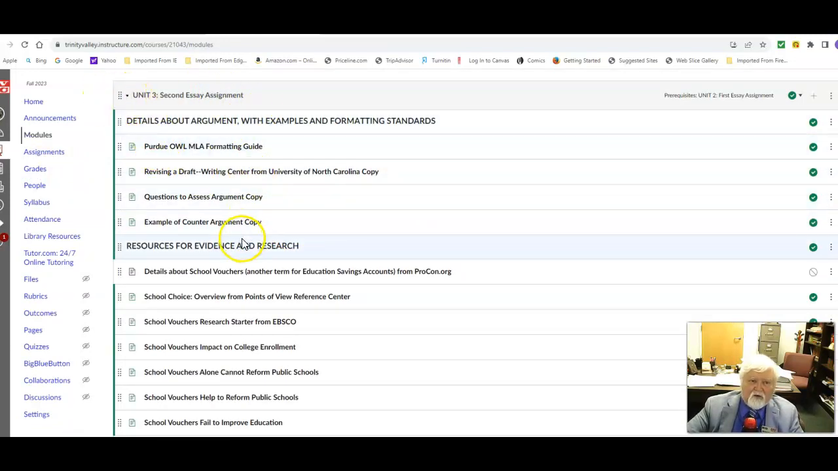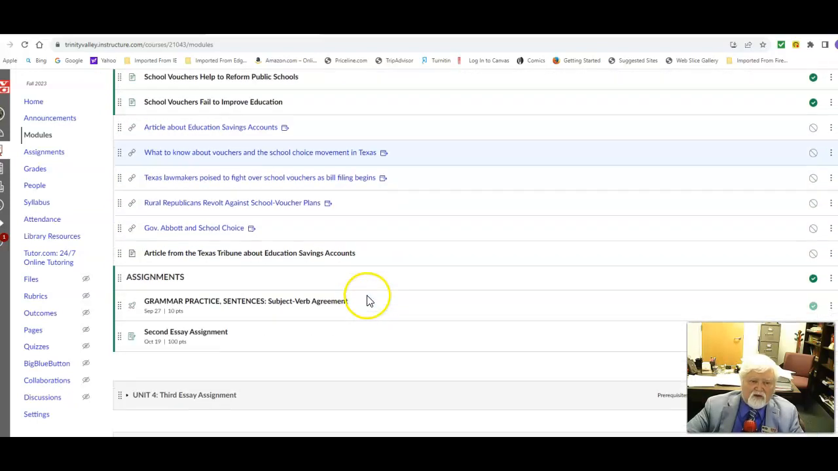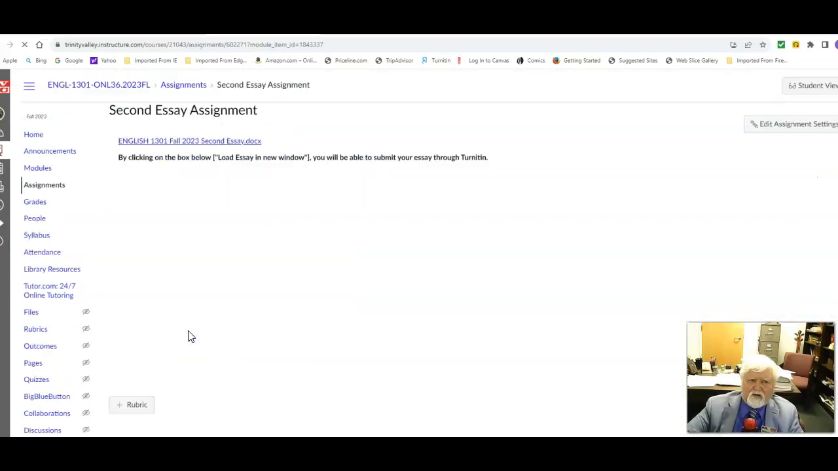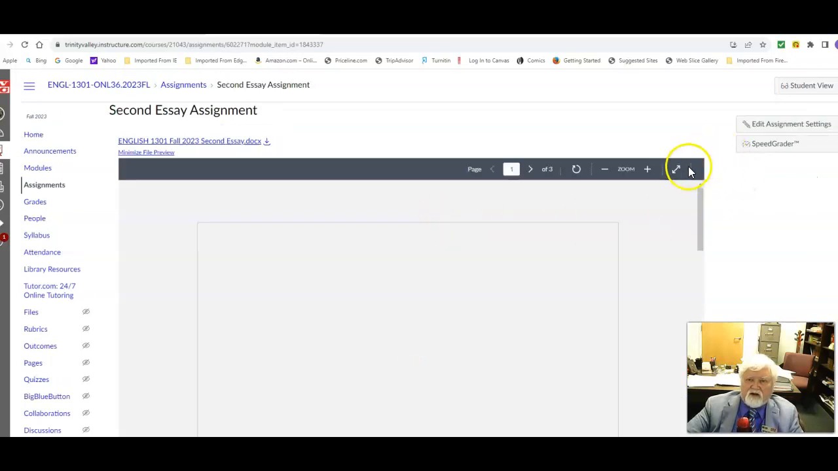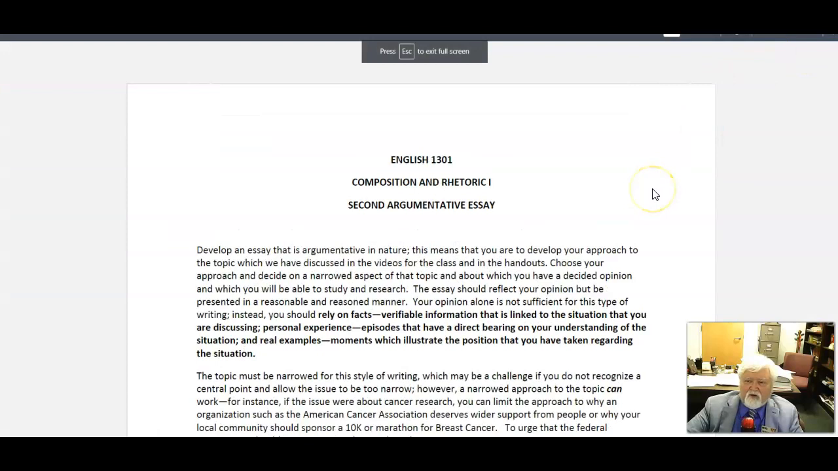I've also provided for you resources for research. Your topic this time, and I'm going to go down here to the assignments. You'll see that you had a grammar assignment. Most of you did that one. I think all of you did it. This is the second essay assignment. The formatting is the same on the handout as the previous one. But I do want to emphasize certain points.